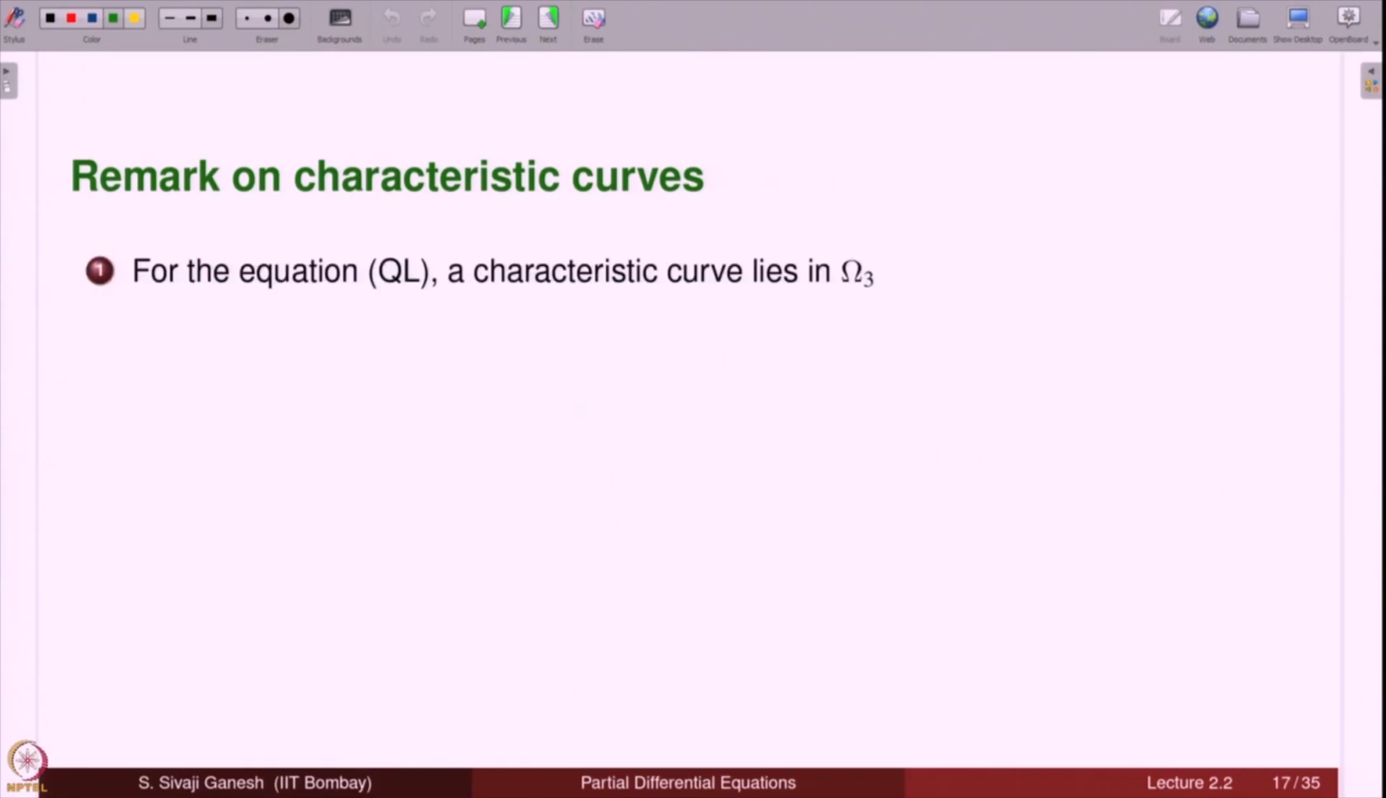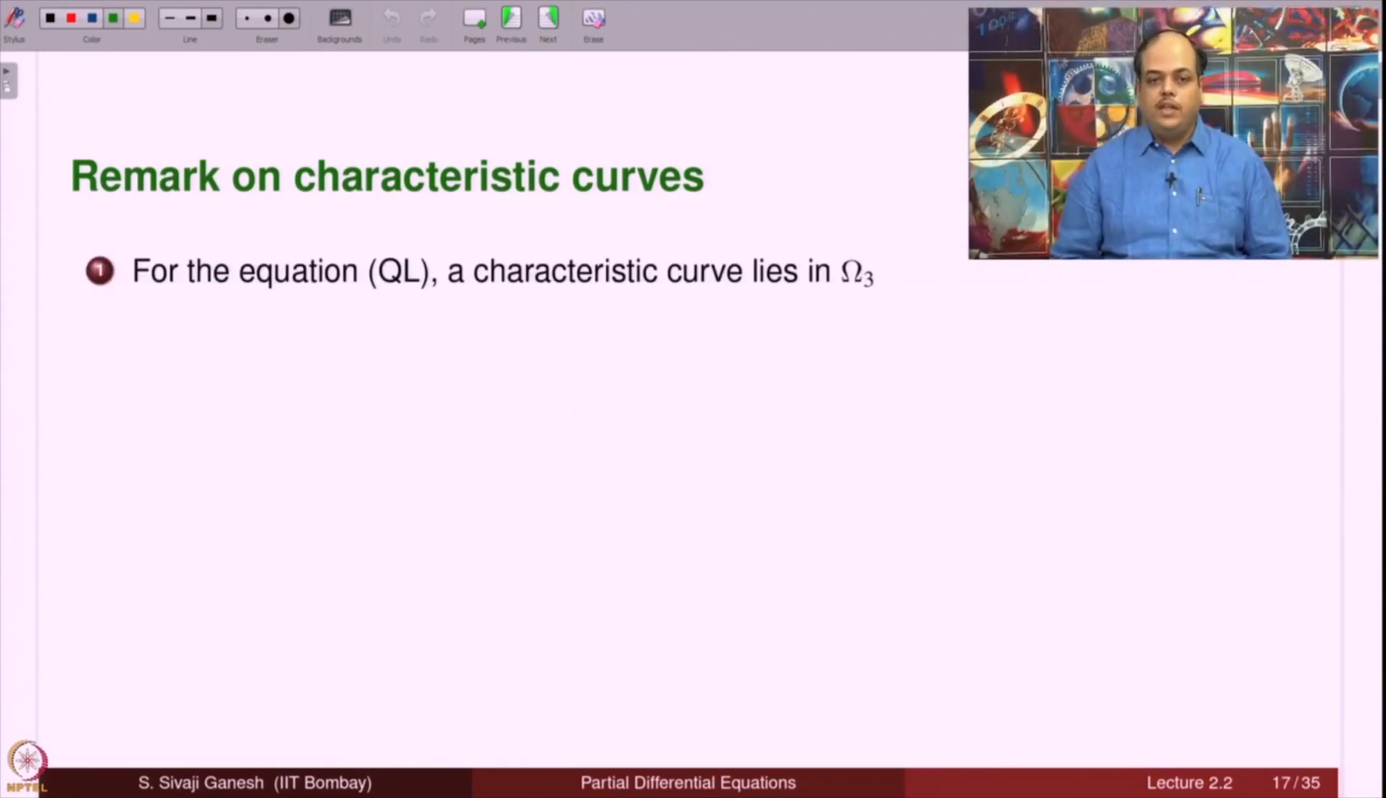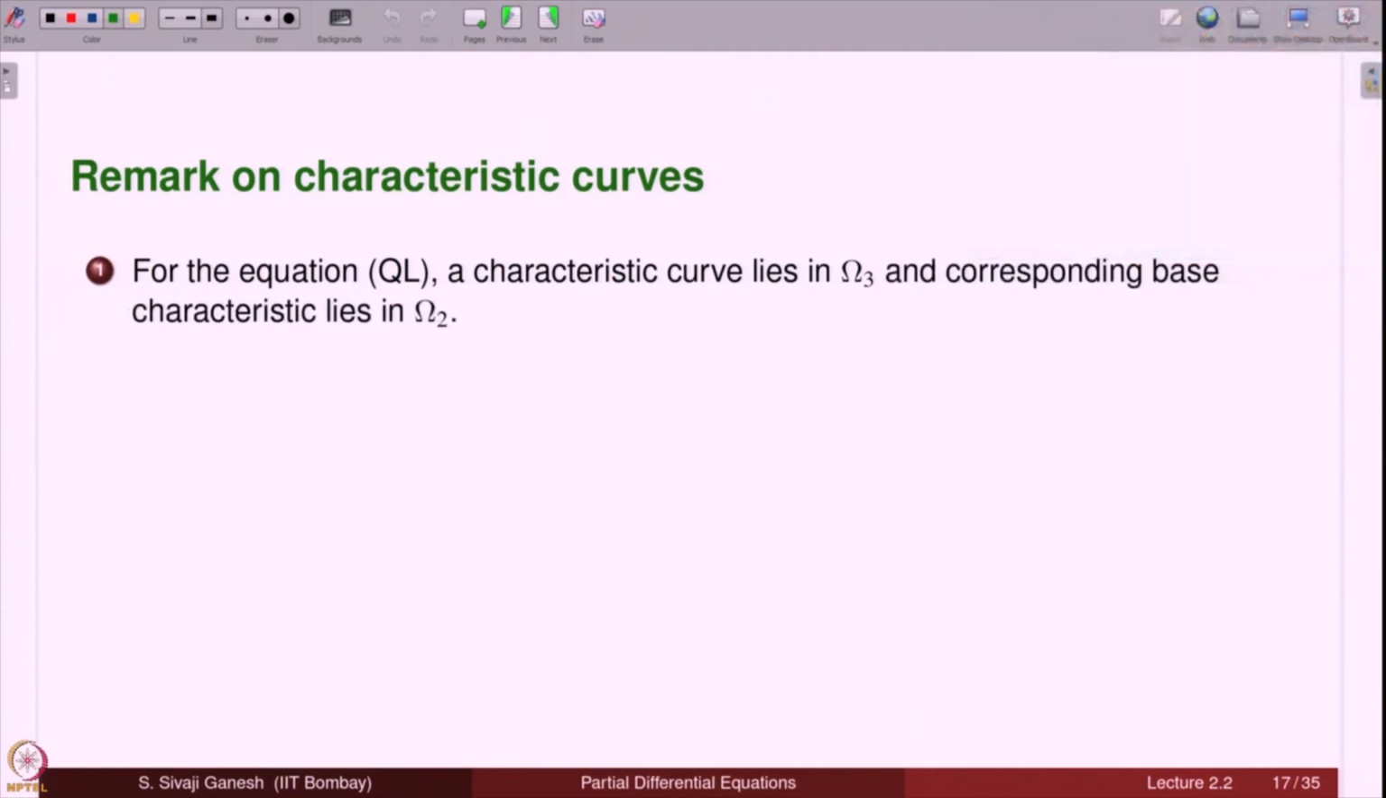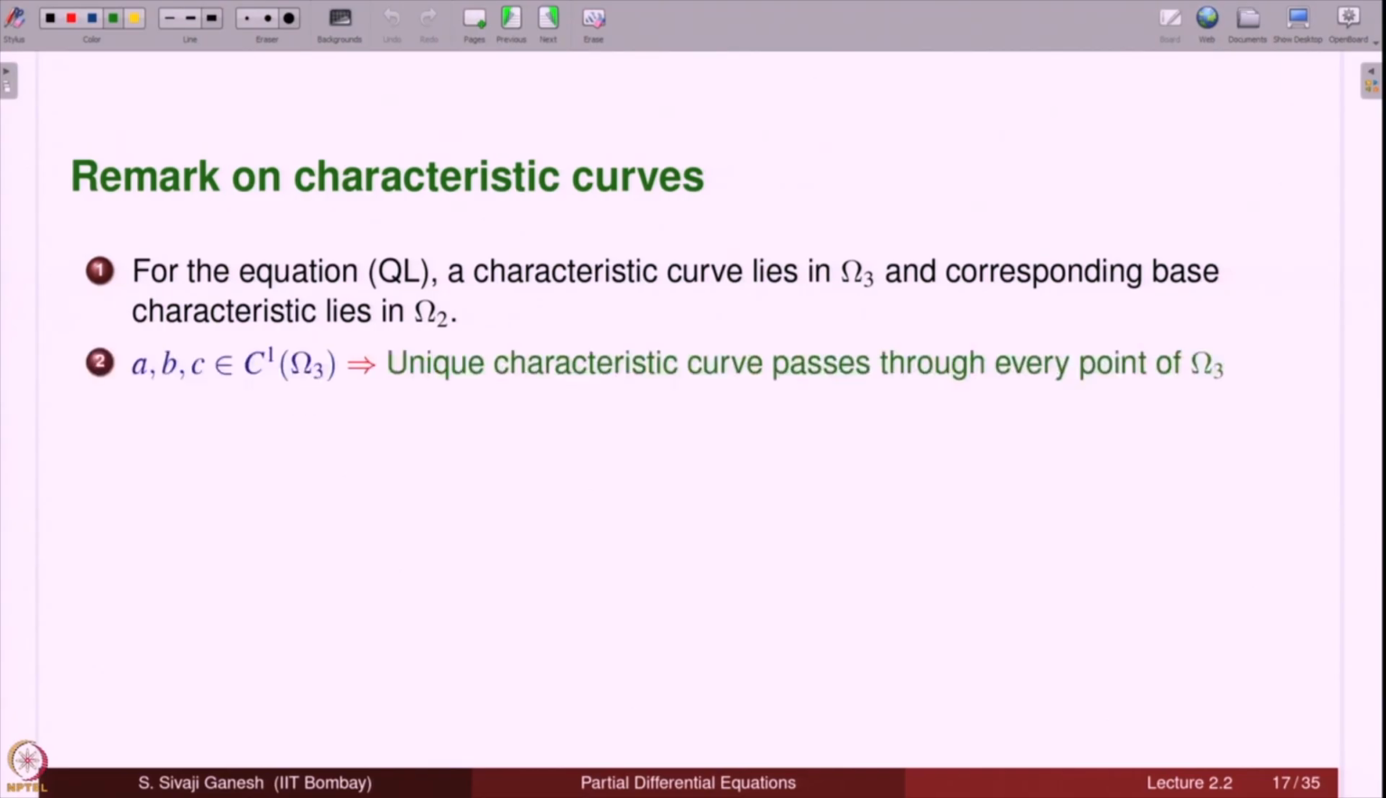A remark on characteristic curves. For the quasilinear equation, the characteristic curve lies in omega 3 and the base characteristic lies in omega 2. This is very important. Many times this distinction is blurred, so people refer to both of them as characteristics. You have to be very careful. Therefore, to clear this confusion, we use the word base characteristic curve.